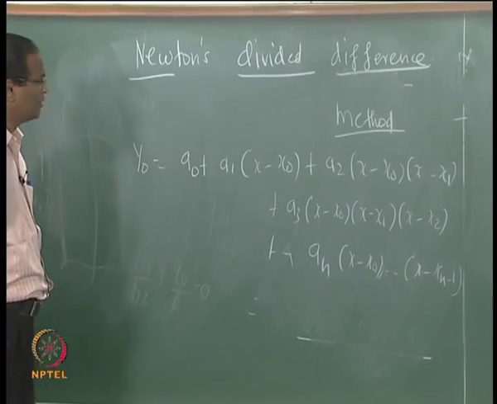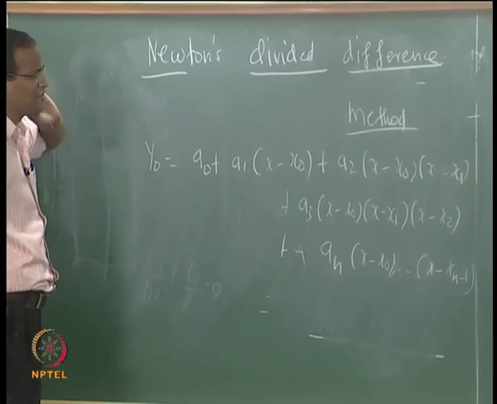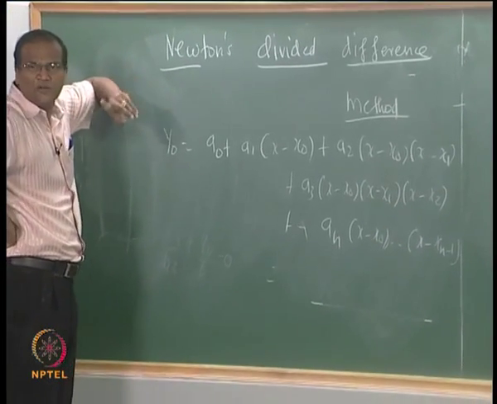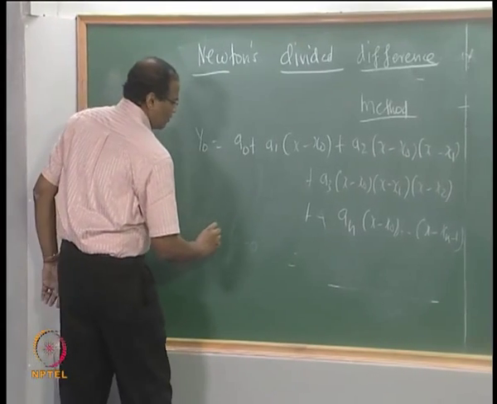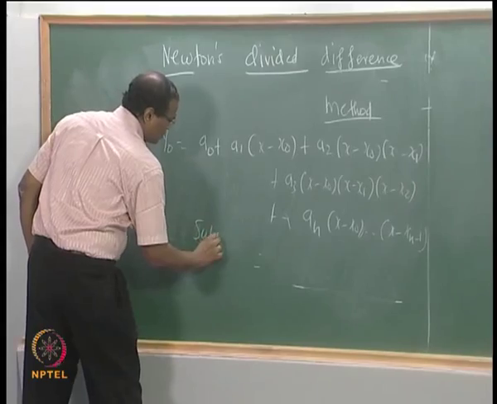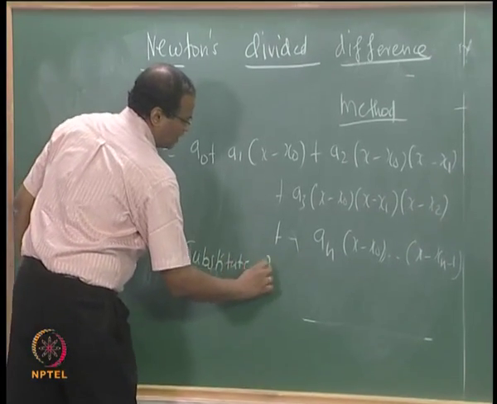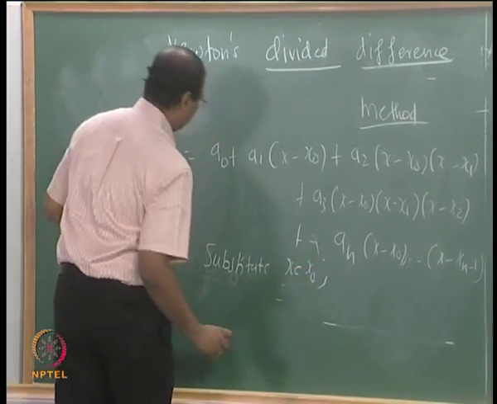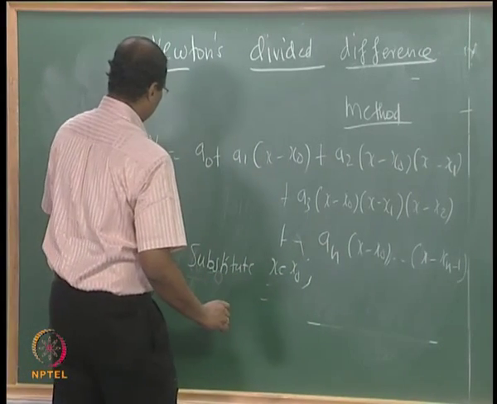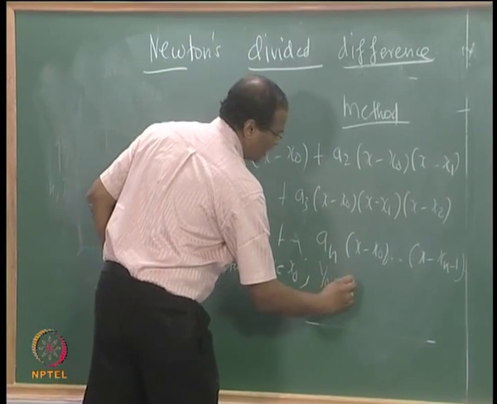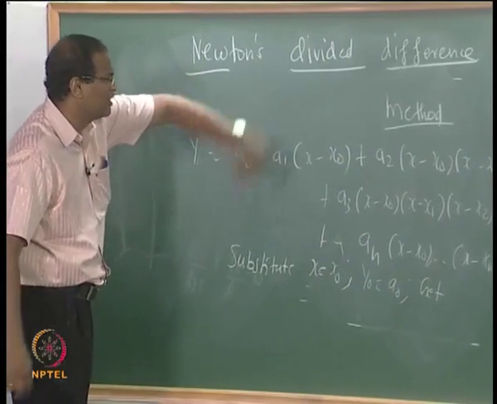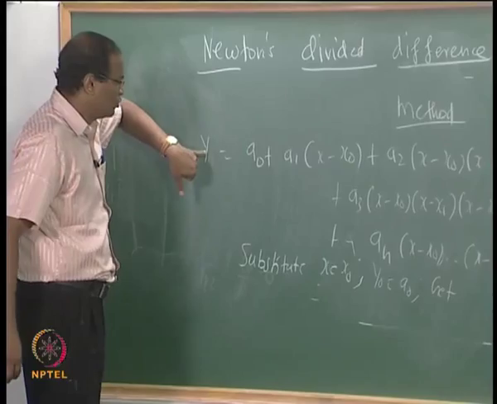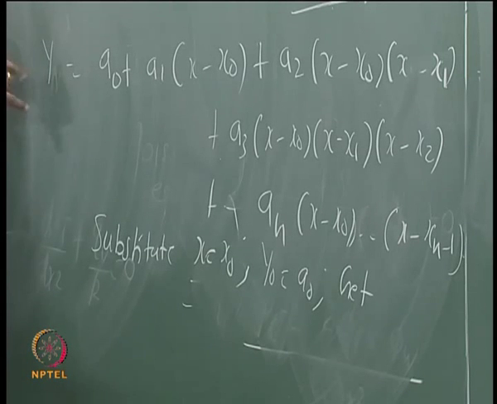Okay, so this is called Newton's divided differences method. Here x0, x1, x2 need not be equispaced. Substitute x equal to x0, what do you get? y0 equal to a0. If you substitute x equal to x0, everything will become 0 except the first term, so y0 itself will become a0.